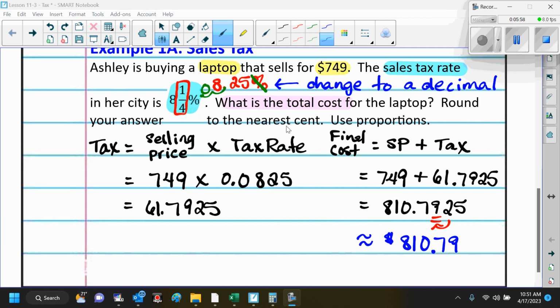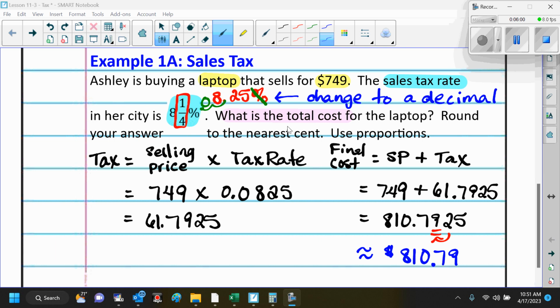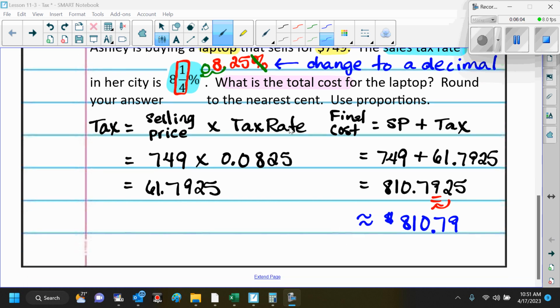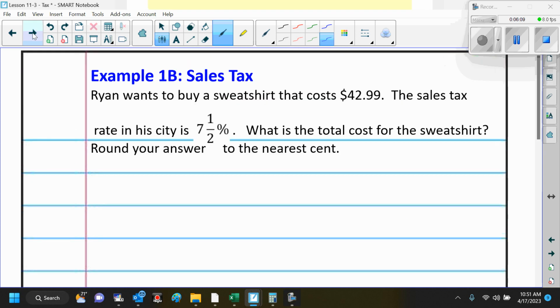So now with example 1B, I'm going to do this one with you also, but this time we're going to use the percent proportion, okay? We're going to write a what number is question, okay? So it says Ryan wants to buy a sweatshirt that costs $42.99. The sales tax rate in his city is 7.5%. What is the total cost of the sweatshirt? Round your answer to the nearest cent.